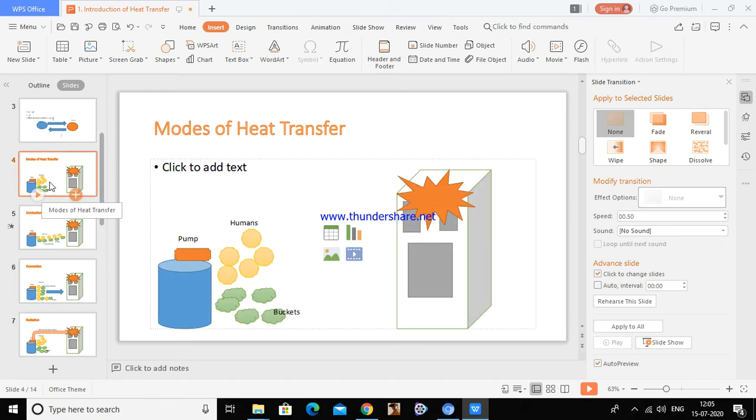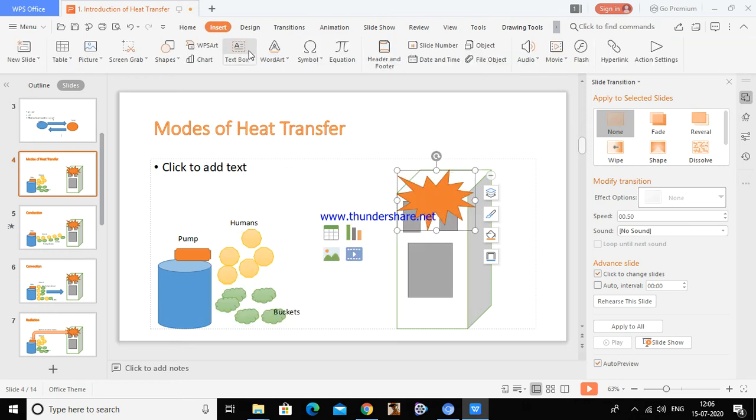Now there is another example which shows how these three modes of heat transfer actually occur. It is a simple example in which we have one building which is on fire. Now here we have one well in which water is present. We have 5 to 6 humans, also 5 to 6 buckets, and one pump. Now there are 3 ways to utilize that water to minimize that fire.